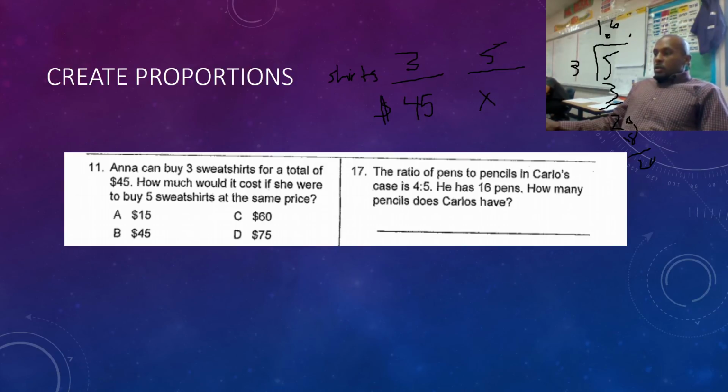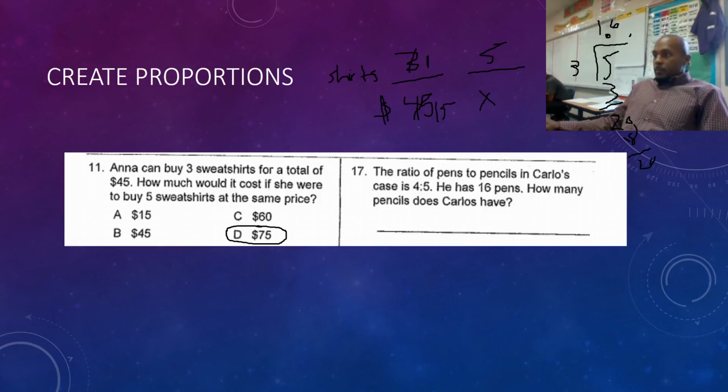Okay, to make it easier, I could also reduce this. So 45 divided by 3 is 15. So I can change this to 1 over 15. So it'll be a little bit easier. 1 times 5 is 5. 15 times 5 is, 15 times 4 is 60, so 75.